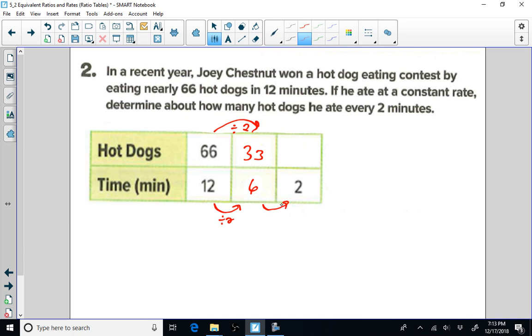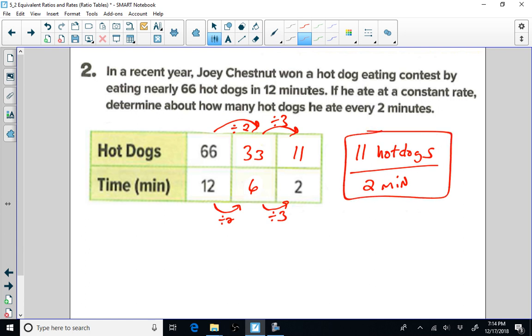Then, in order to get from 6 to 2, I can divide by 3, because 6 divided by 3 is 2. But to keep the ratio the same, I'd have to divide the top part of my ratio by the same amount. 33 divided by 3 would be 11, which means he ate about 11 hot dogs in 2 minutes, every 2 minutes. That's what that ratio would mean.